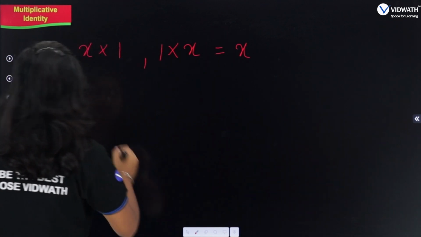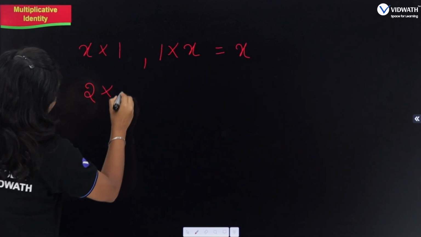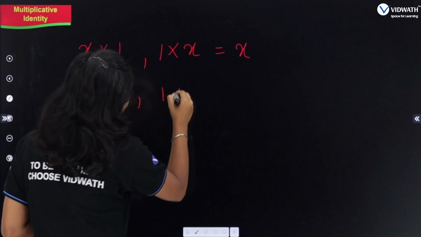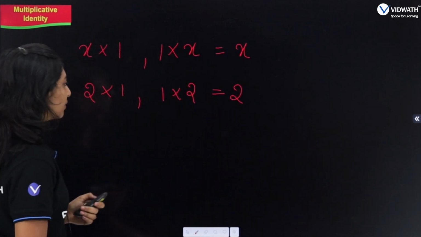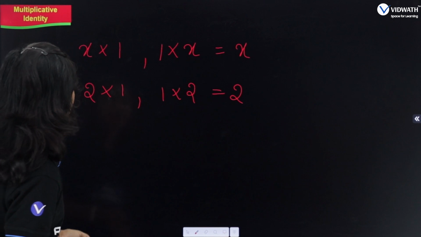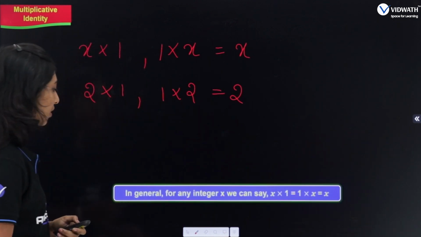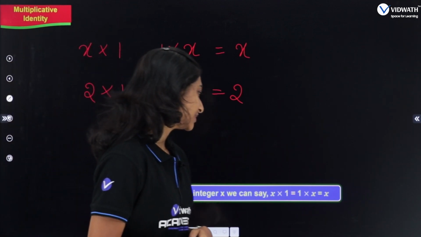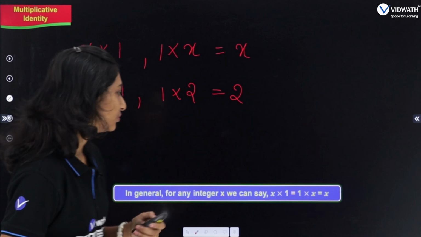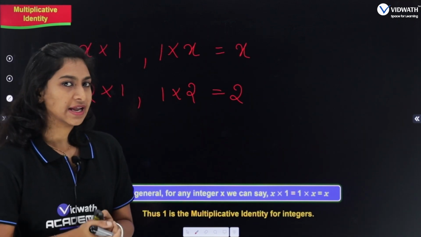I'll give you an example. Say 2. 2 into 1 or 1 into 2 will give you 2 itself, right? Or 2 only. So we can say that 1 is the multiplicative identity. So in general, for any integer x, we can say x into 1 is equal to 1 into x is equal to x. Thus, 1 is the multiplicative identity for integers.